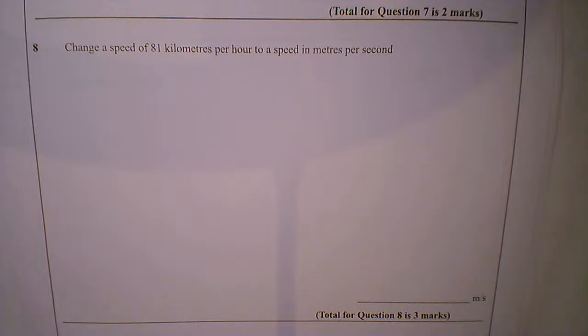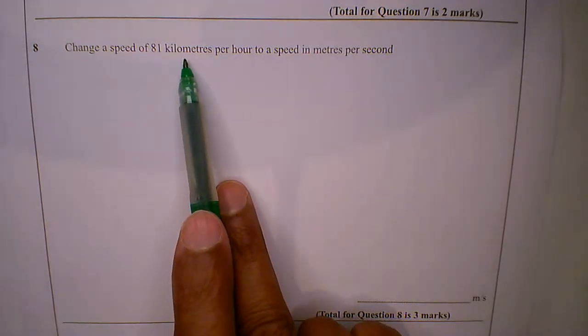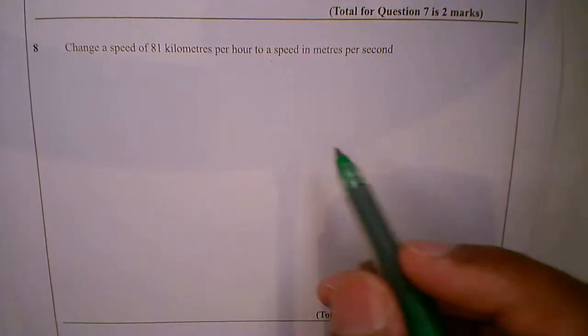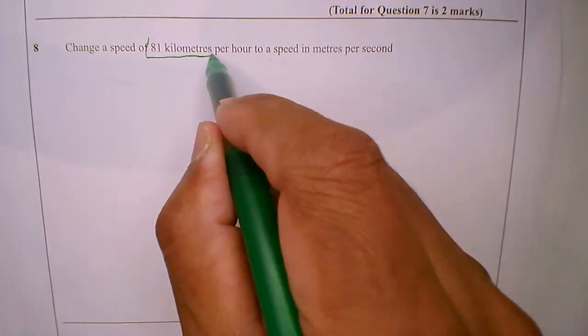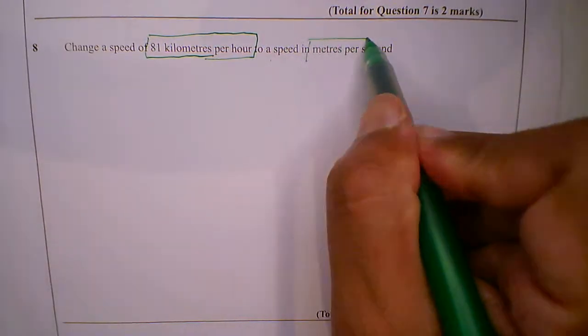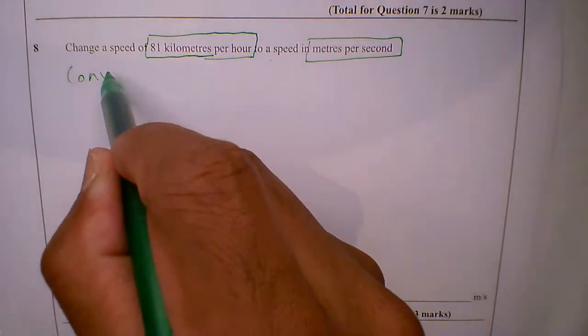All right, question number 8. Change a speed of 81 kilometers per hour to a speed in meters per second. So we have 81 kilometers per hour, and we want it in meters per second. This is a very tricky question. It's on conversions.